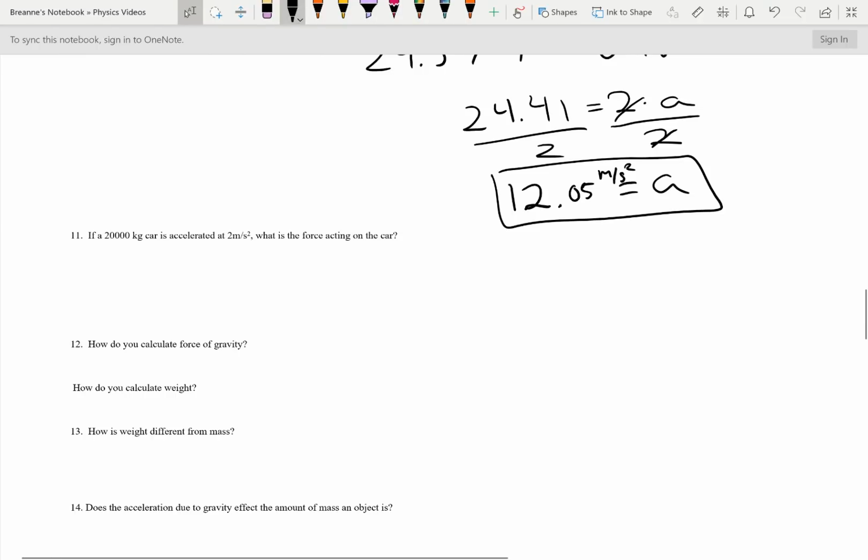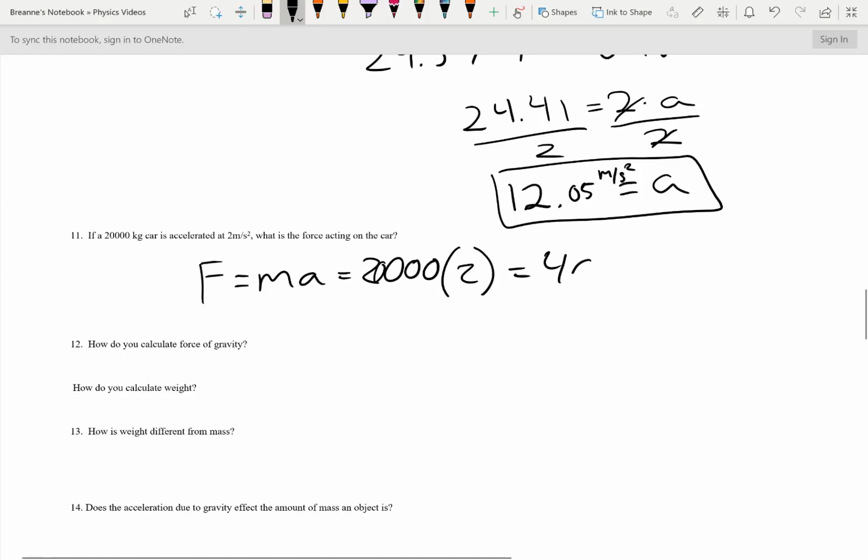So if a 20,000 kilogram car is accelerating at 2 meters per second squared, what is the force acting on the car? So this is just a straight F equals ma. So your mass times your acceleration.